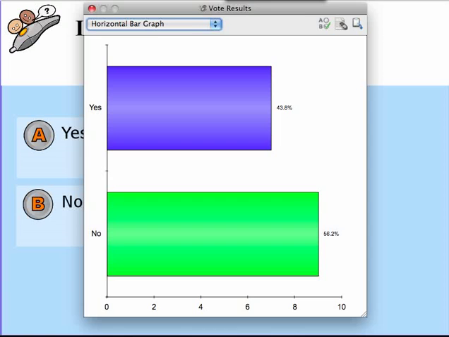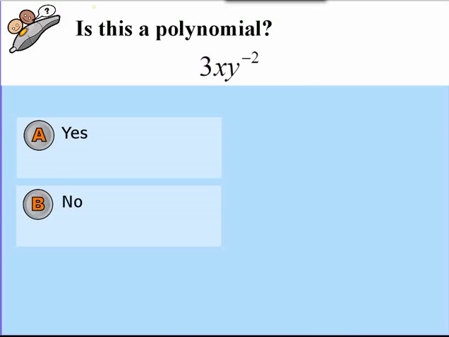So from that definition, could somebody tell me why it's not? It has a negative exponent. That's right. Remember it said the exponents can only be 0, 1, 2, and 3? This one has a negative 2 as your exponent.